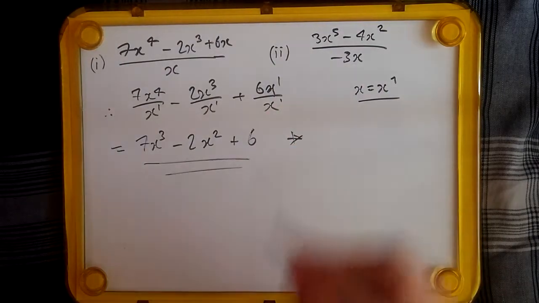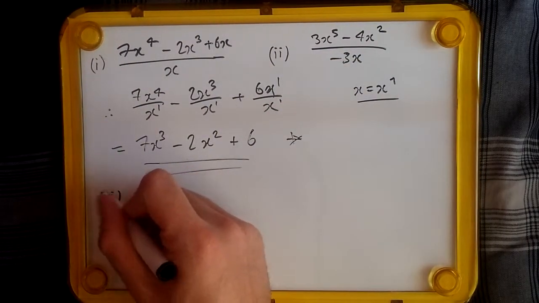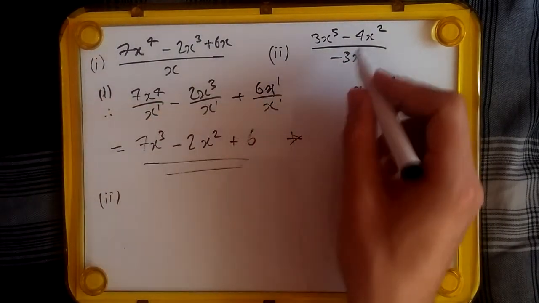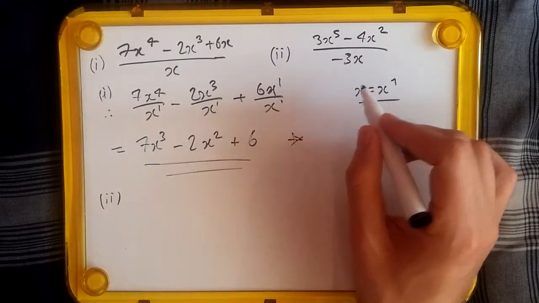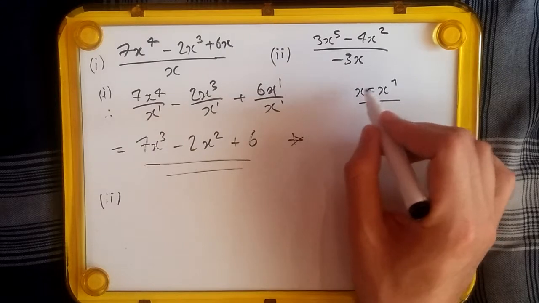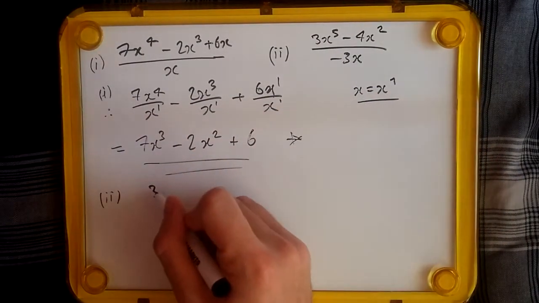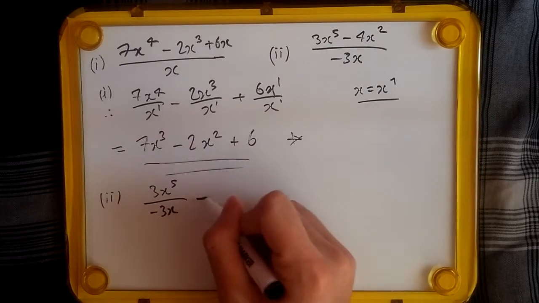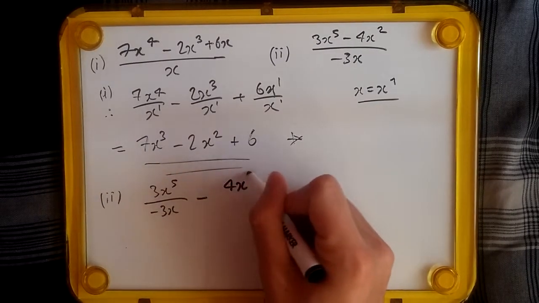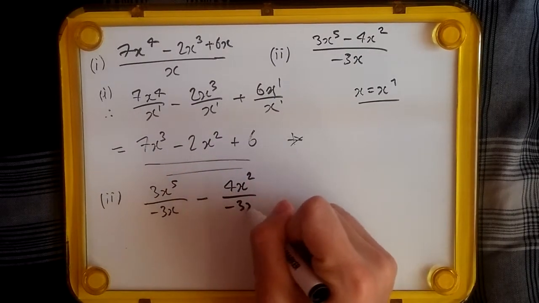So now let's try the second part. Let's try example 2. Okay, so all of this was example 1. Now we're dividing by negative 3x. So again, using the same procedure, let's have a go. First things first, splitting this fraction up, we're going to have 3x to the power 5 divided by minus 3x, minus 4x squared divided by minus 3x.